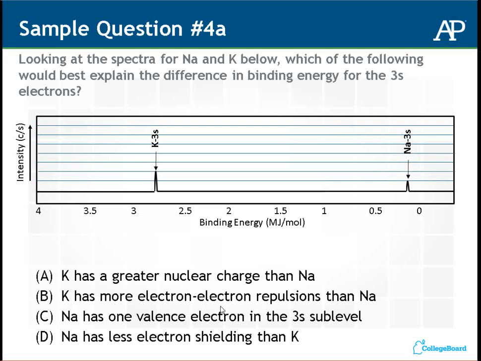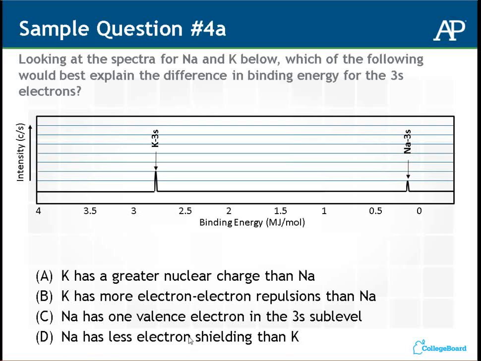B is K has more electron repulsions than sodium, and that would not be true because they both have one electron in their valence shell, so the electron repulsions would be about the same. Well, there would be no repulsion because they only have one electron. C, sodium has one valence electron in the 3s sublevel. Okay, sodium has one in the 3s, so that explains the height, but it does not explain the binding energy difference.